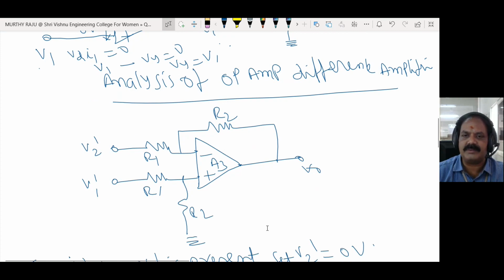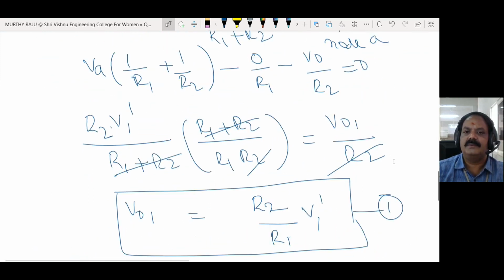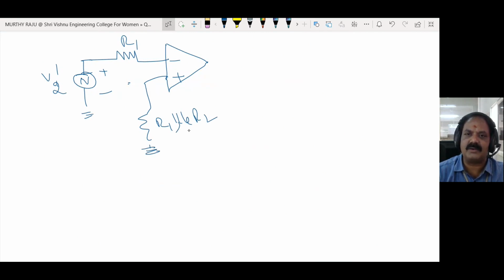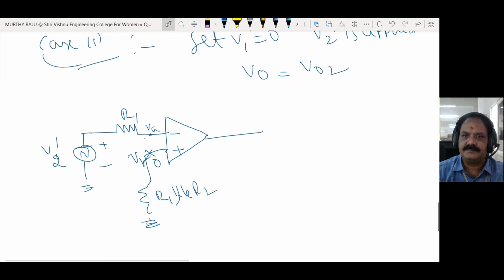R1 parallel to R2 is also connected to ground. Due to that ground, the current flowing through this R1 parallel to R2 is zero. Therefore, here the voltage is zero. According to this concept, this is VB. Whenever VB is zero, VA is also zero. This one is R1. This one is R2.